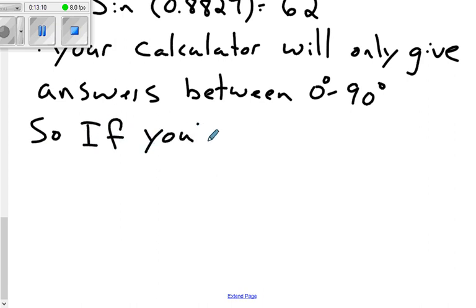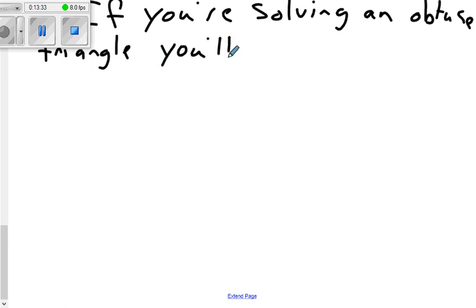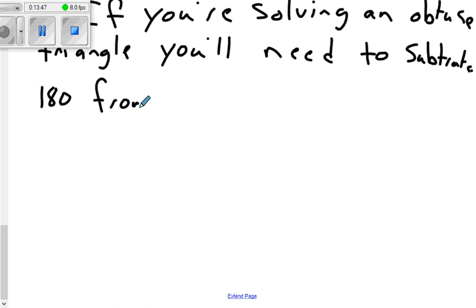So if you're solving for an obtuse triangle, you'll need to subtract your answer from 180 degrees. And so it would just be 180 minus the answer.